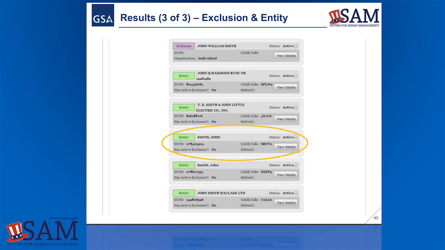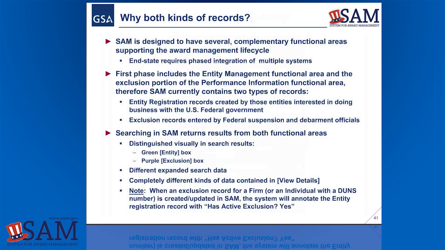Because SAM eventually is intended to have different functional areas that encompass the whole life cycle, it's set up to be able to integrate these multiple different systems. This first phase was focused on entity management, so managing everything that has to do with the entity registration, so that would be CCR, ORCA, and FedReg, all of the information that pertains to that registration record, and then what's called the exclusions portion of performance information. In the future, performance information could contain things like CPARS, PPIRS, and FAPIIS, but for now it just has this exclusion functionality.